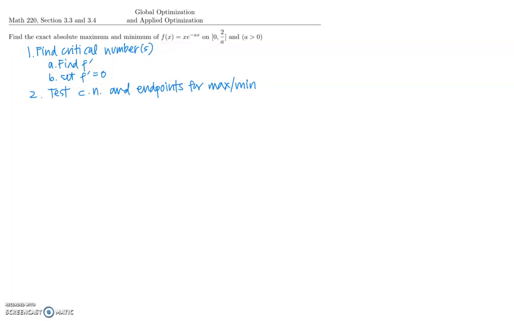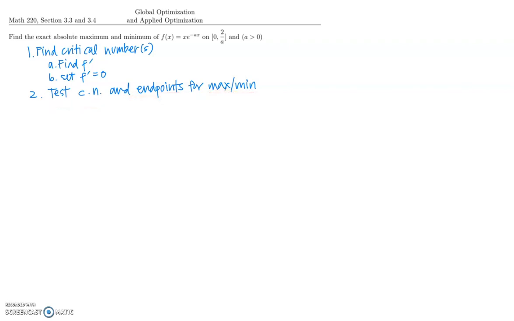And then to find max and mins, we're guaranteed that there will be a max and a min because we're on a closed interval. So after we find the critical numbers, then we test the critical numbers and the endpoints, because it could be happening here also, for where those max and mins are.